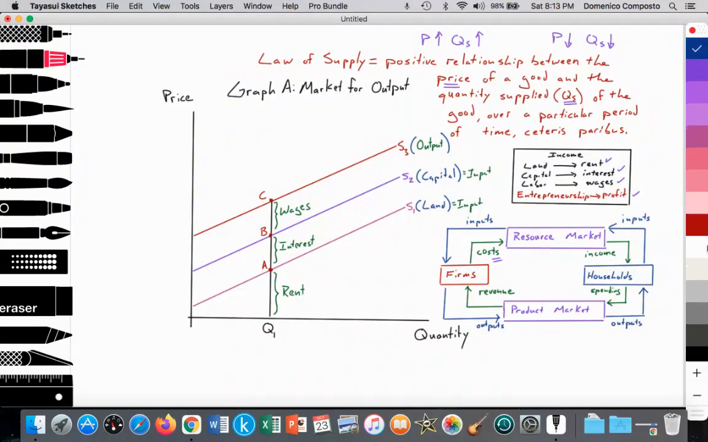So let's say we have a particular price set at P1. Here's the price of that final good and service. And at that price, the firm will increase their quantity supplied along their output supply curve. They will increase their marginal cost of production, employing land resources, capital resources, labor resources, up to point C. At point C, they will stop to generate a quantity supplied at Q1.